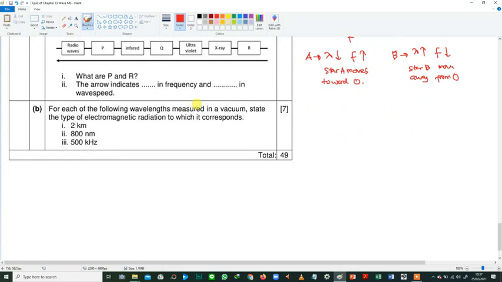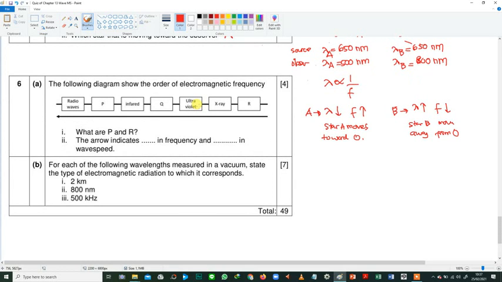Next is going to be question number 6. Question number 6 is going to be about electromagnetic waves. You can see we have 1, 2, 3, 4, 5, 6, 7 waves, and the 7 of them is basically the spectrum of the electromagnetic wave. We will start from radio wave, and then this is infrared. What is between them? It's going to be microwave.